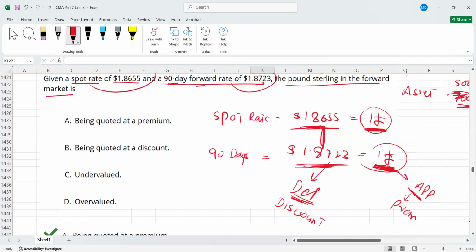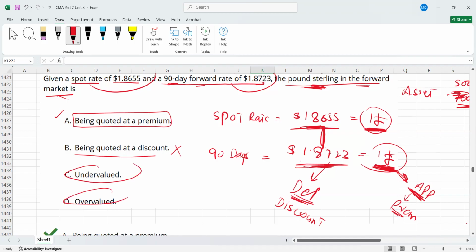Now you have to answer the question here. They're saying the pound sterling in the forward market. So pound sterling means the pound has appreciated, means the pound is at a premium. Now here we go. The pound sterling in the forward market is being quoted at a premium. Yes, it's true, right? Being quoted at a discount? No, the pound is not quoted at a discount because the pound has appreciated. The pound is undervalued? How can we say it is undervalued or overvalued? We cannot say anything without any facts. So actually, the first answer is correct. Okay, the pound is being quoted at a premium. I hope it is clear.